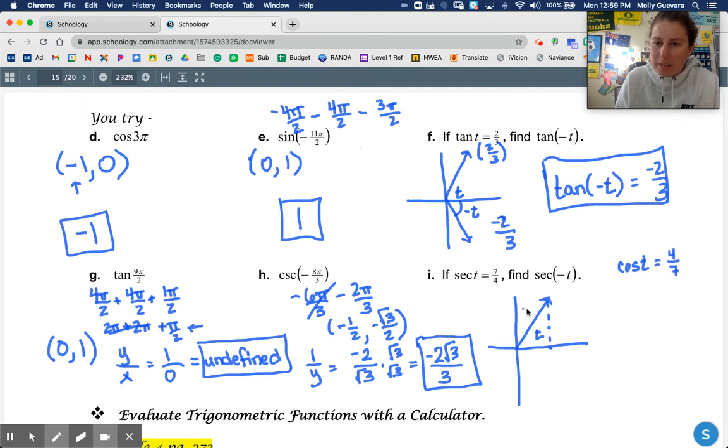That tells me that the hypotenuse is 7. So this is clearly not on the unit circle. The hypotenuse is 7, and my cosine, which is adjacent, is 4. Okay? So then it wants to know negative t.